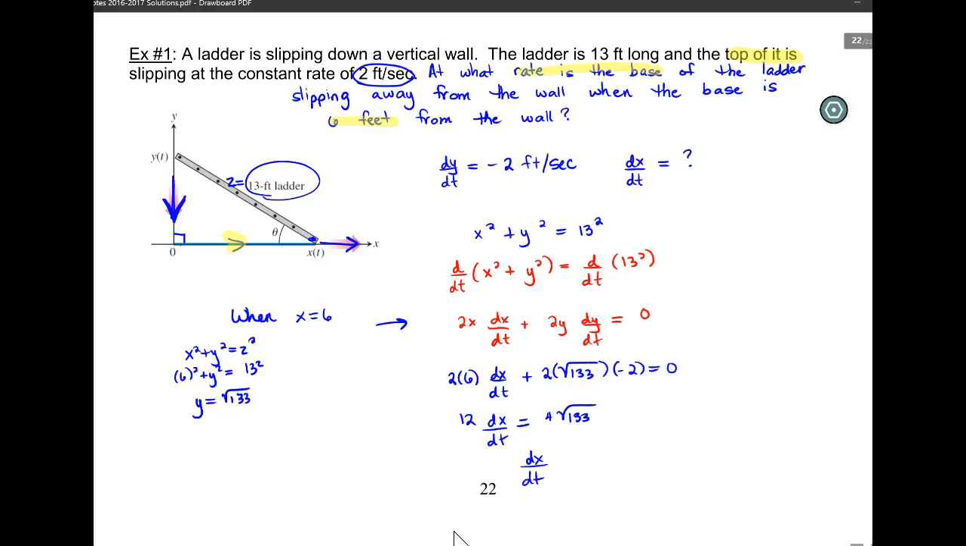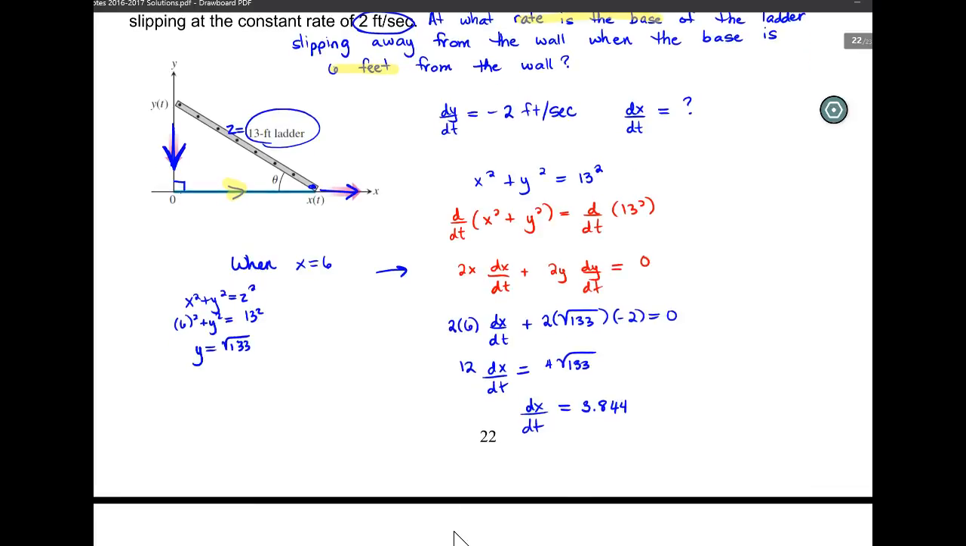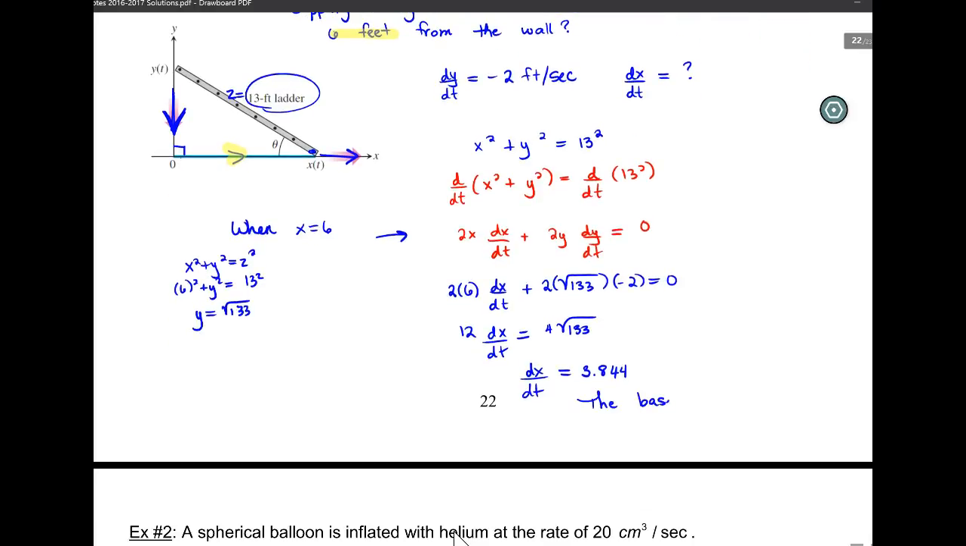Next, we're going to divide both sides by 12. I actually just want a decimal approximation here. And I get 3.844. So now we want to interpret the solution. What does this mean? This means that the base is slipping away at 3.844 feet per second.